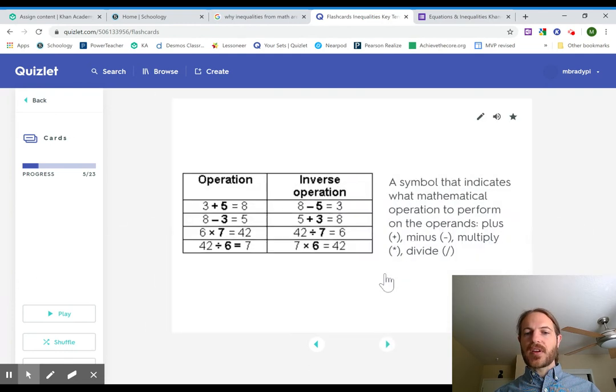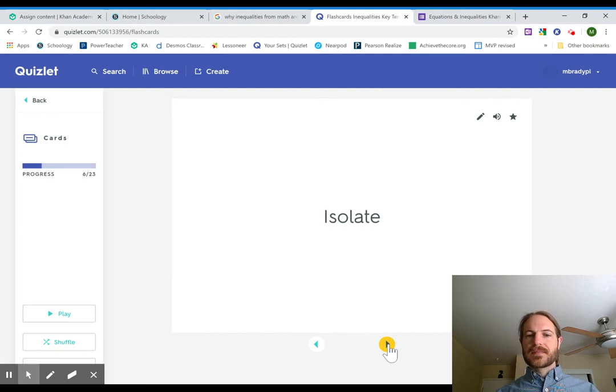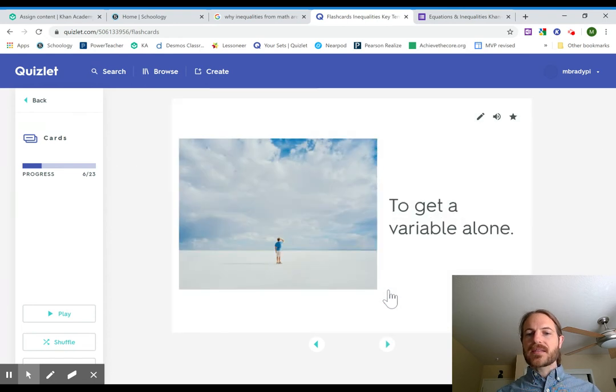Okay, the operations that you'll see in these problems: add, subtract, multiply, and divide. And the inverse operations are all there. If you want to review this on your own, you're welcome to. Your goal in solving an inequality is to isolate. And of course, to isolate means you get whatever the variable is that it asks for alone.